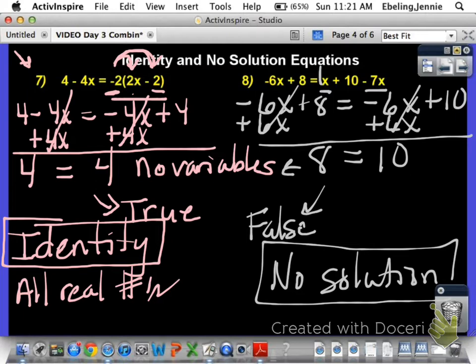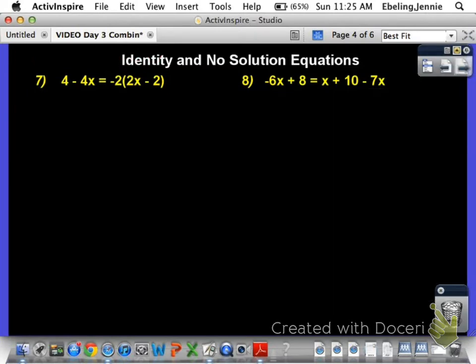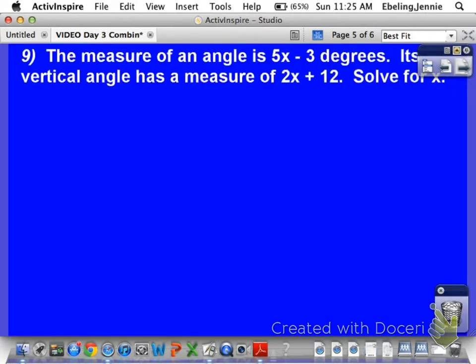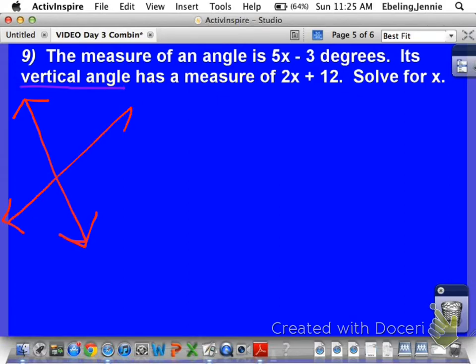Okay, let's take a look at my next example. The measure of an angle is 5x minus 3 degrees. Its vertical angle has a measure of 2x plus 12. Solve for x. Well, this is kind of new, this vertical angle. So let's talk about what a vertical angle is, first of all. Vertical angles are angles that are created by two lines.